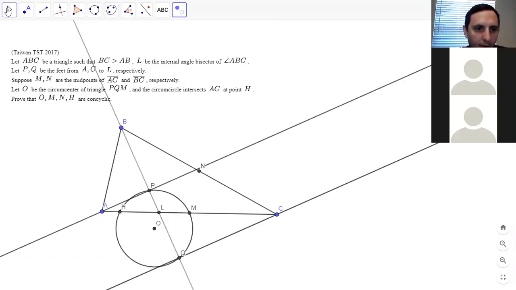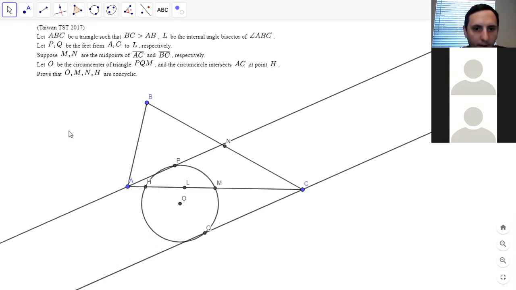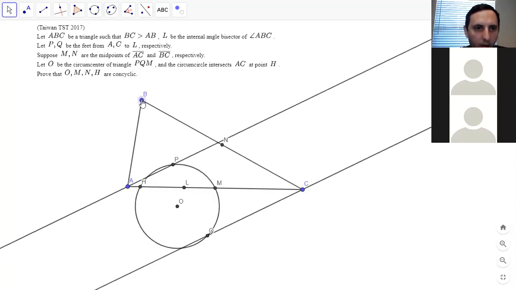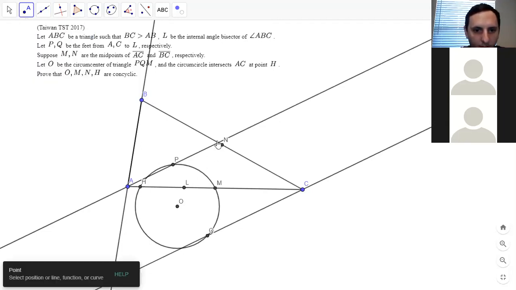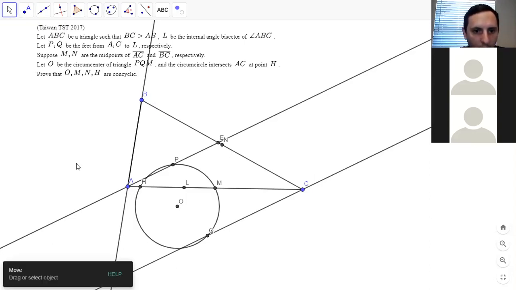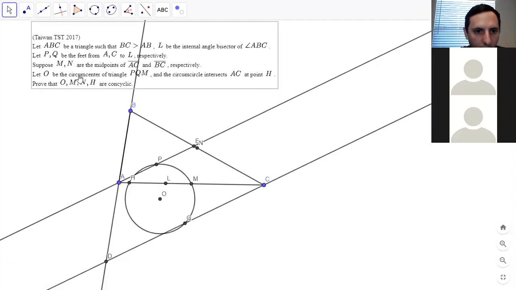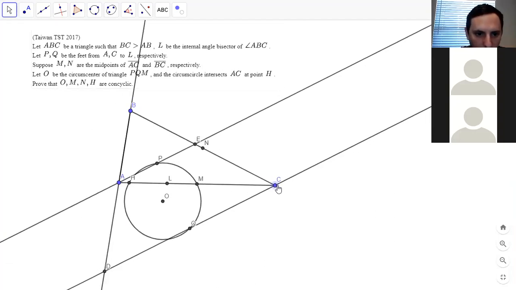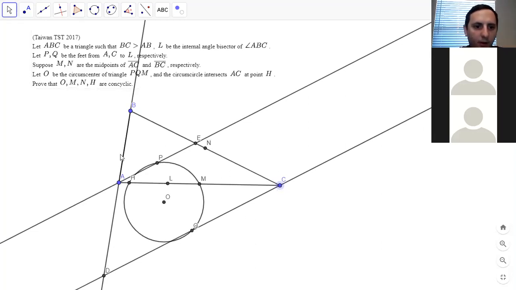Before I erase this, I don't know if it's worth drawing these intersection points with the side. So I'm going to extend AB, and I'm going to draw this point and this point right here. Call that D and E. Let me move things around. I just don't want E and N to be so close together. I think that looks better.